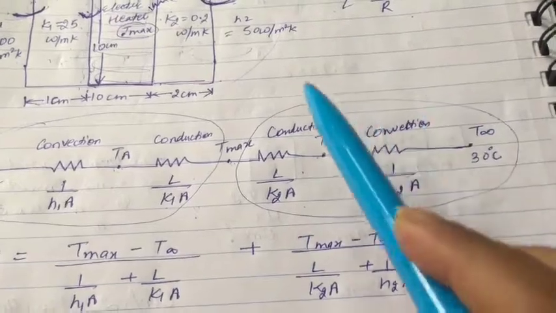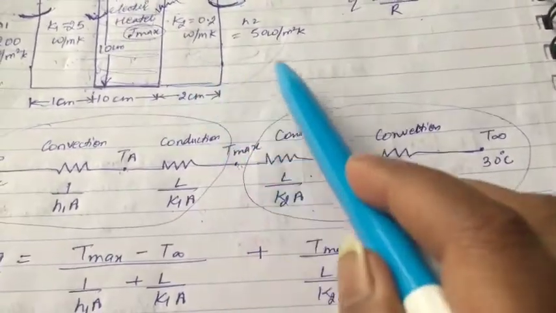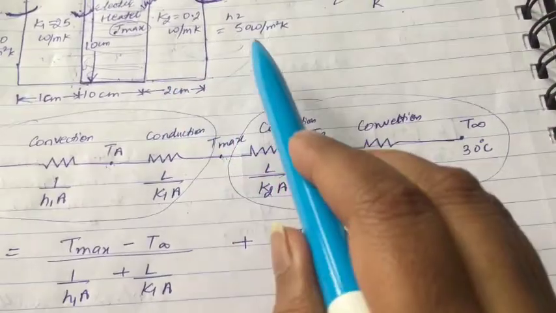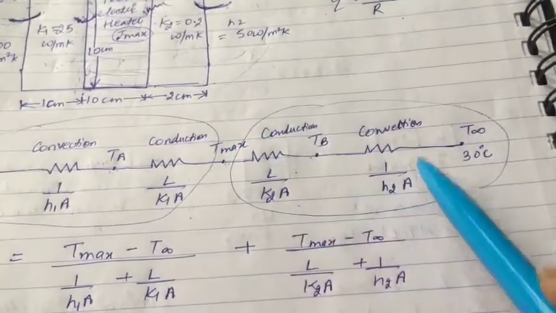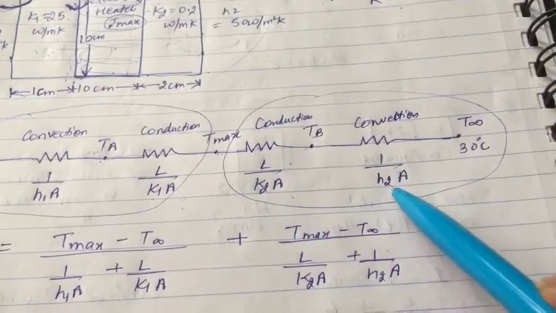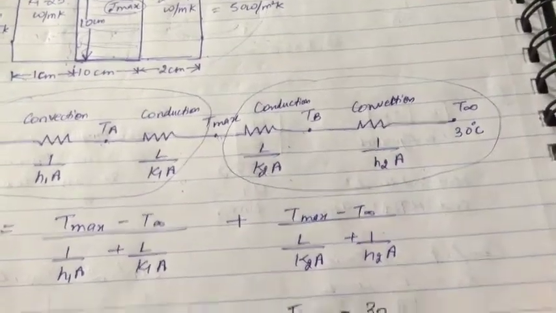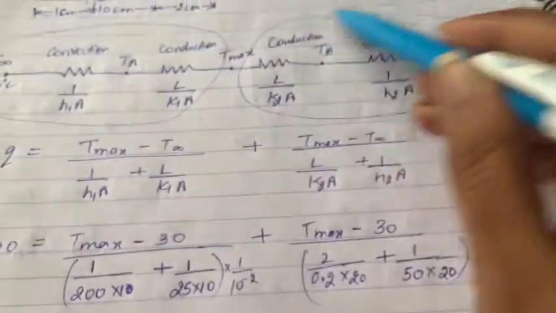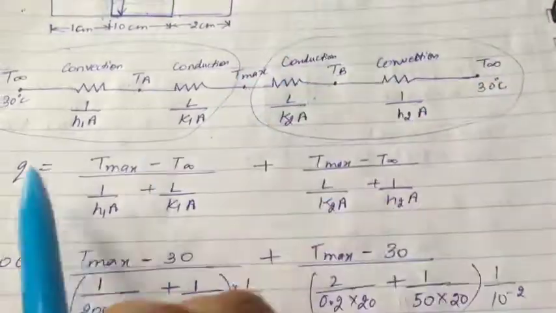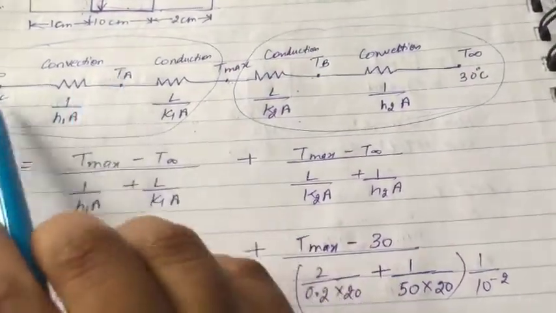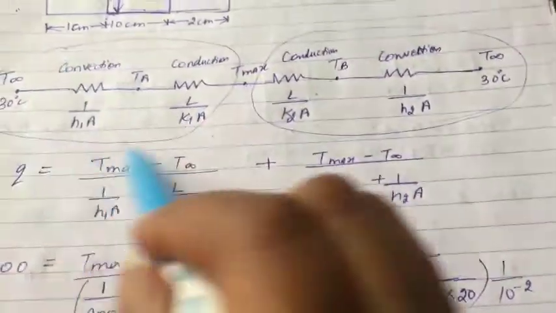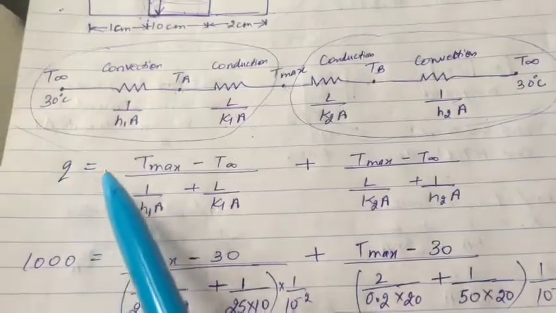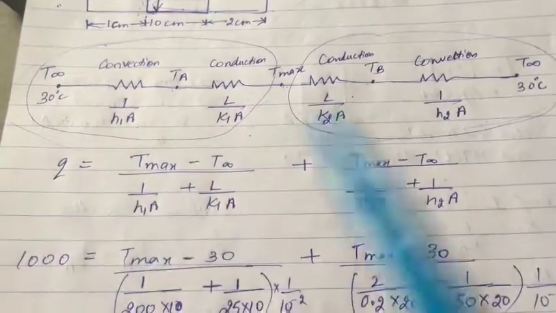And then for slab B to the outside surrounding, convection is taking place from TB to T infinity. So convection is given as 1 by H2A. These are taken as two entities, and to calculate Q, we are going to take the sum of this part and this part. So Q is basically delta T by R.